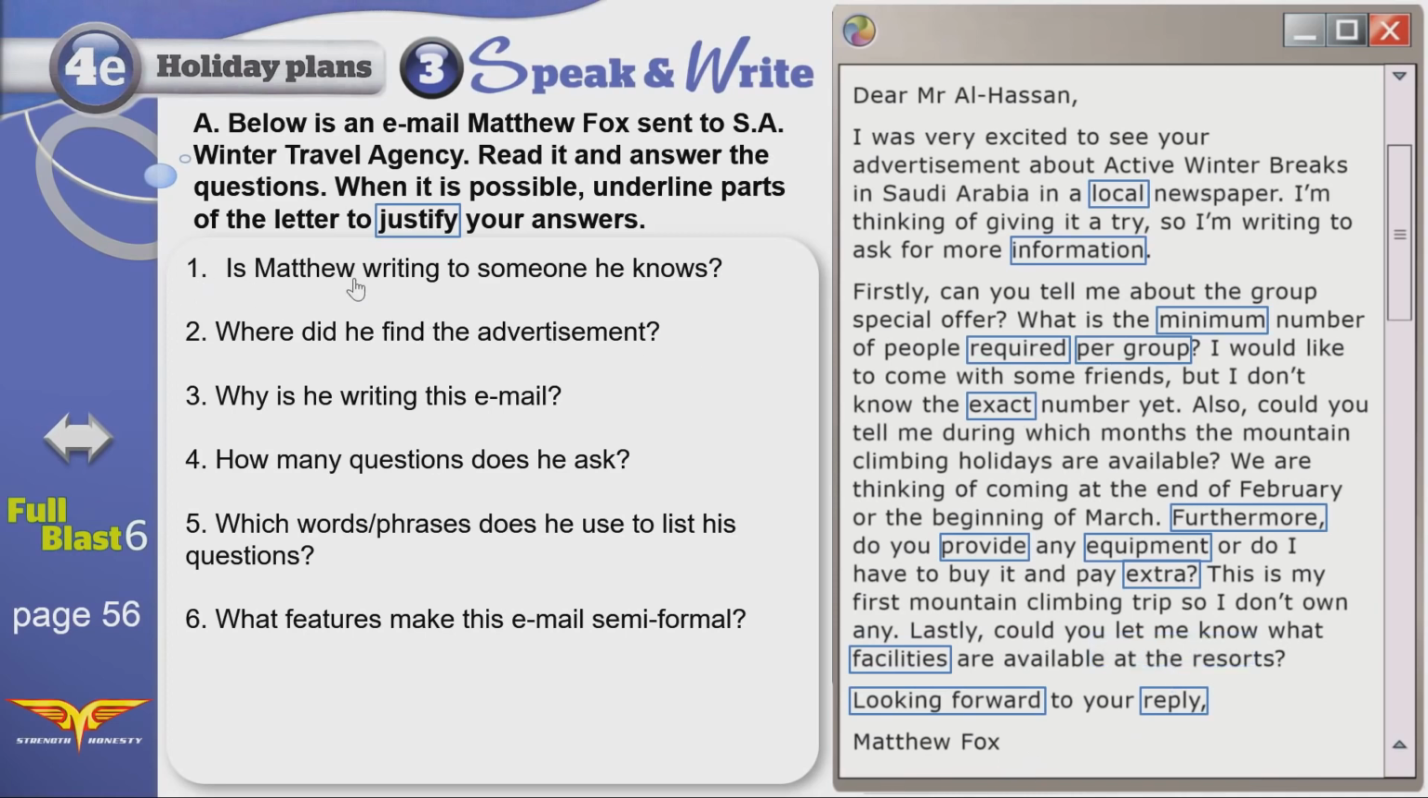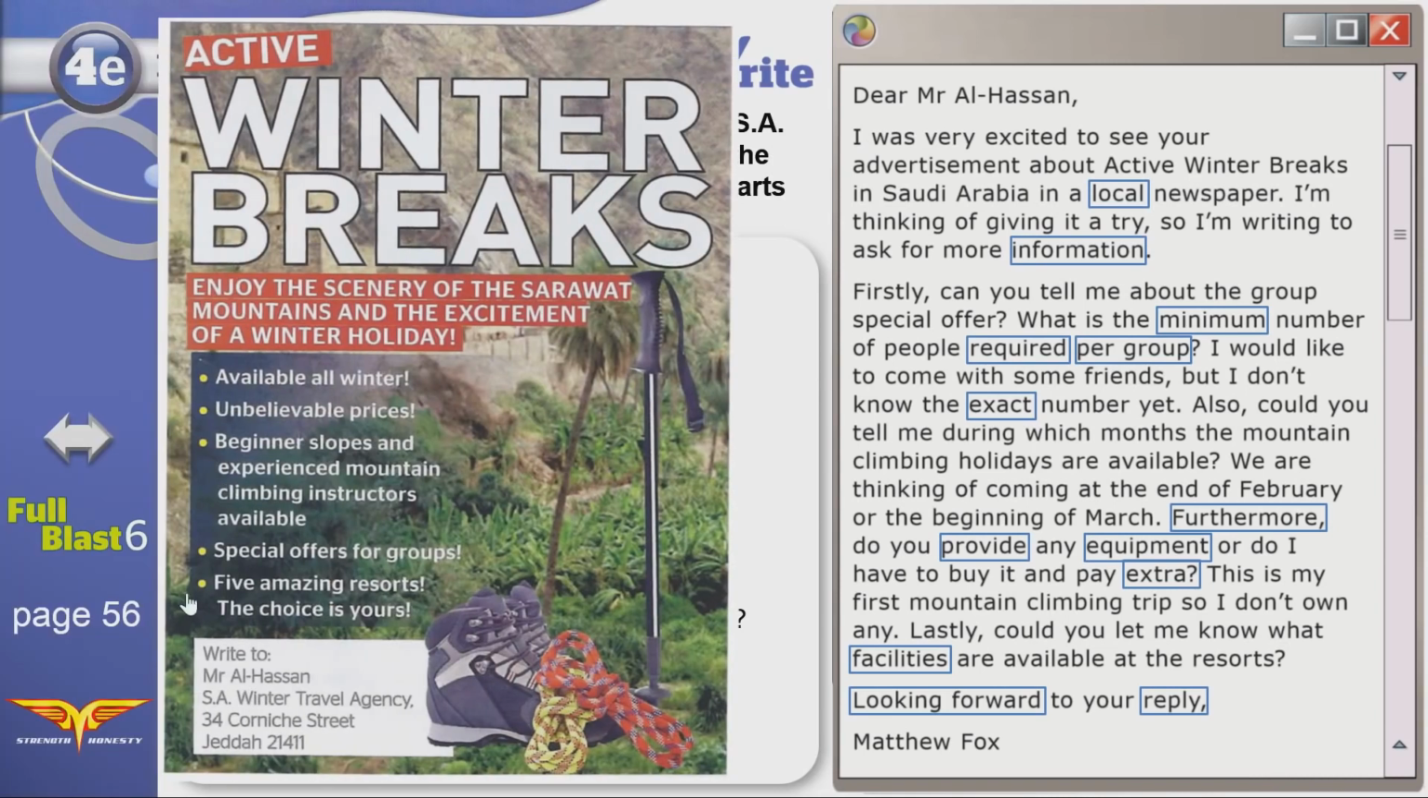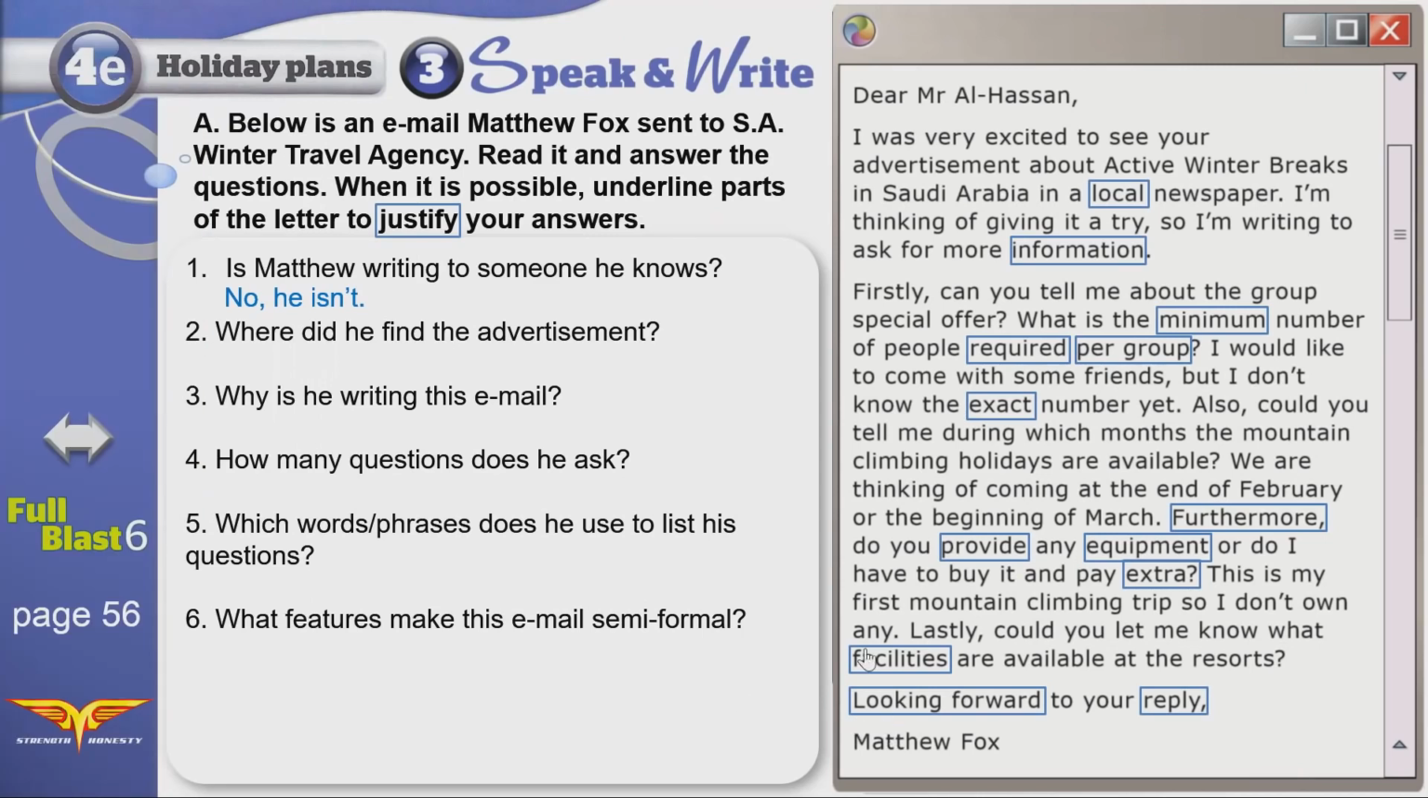1. Is Matthew writing to someone he knows? Okay, Matthew is writing to Mr. Al-Hassan. Do you think he knows this man? Is he a friend? Is he a relative? One of his family members? No. He doesn't know this man. He has never seen him before. He just got his address from the advertisement. This is his address, Mr. Al-Hassan, and this is the address. So they have never met. They don't know each other.